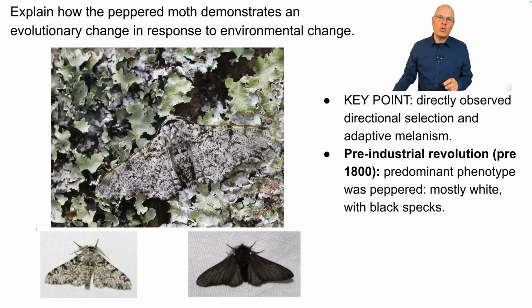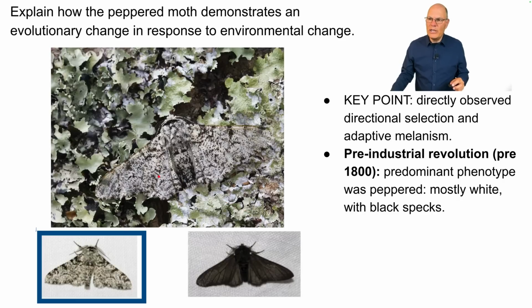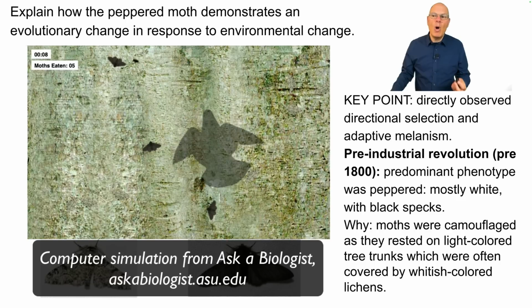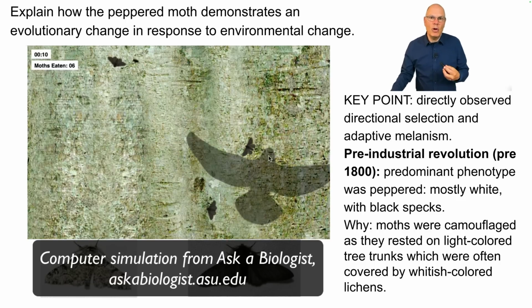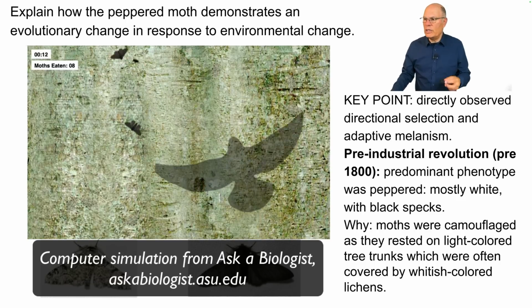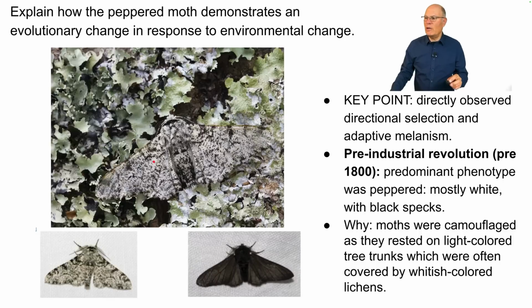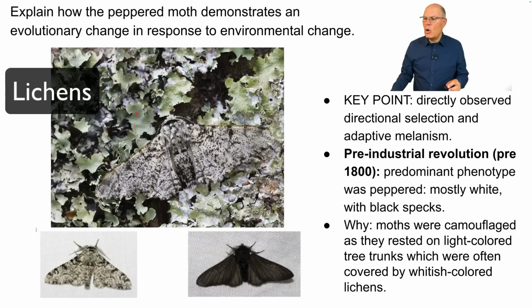And before the Industrial Revolution began with the invention of the steam engine, the burning of coal, the predominant phenotype was peppered, was this one over here. So in any population of moths, almost all of them were peppered. There'd be a few dark moths. Why is this? Because that was a form of adaptive coloration. The moths were camouflaged as they rested on light colored tree trunks, which were often covered by these whitish colored lichens. That's the situation before the Industrial Revolution.